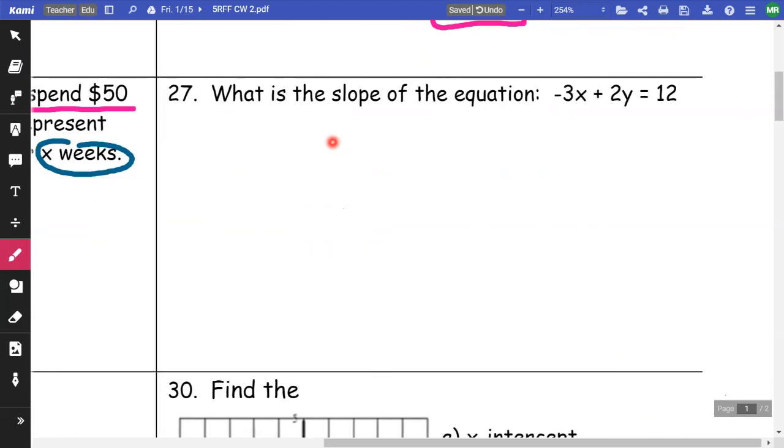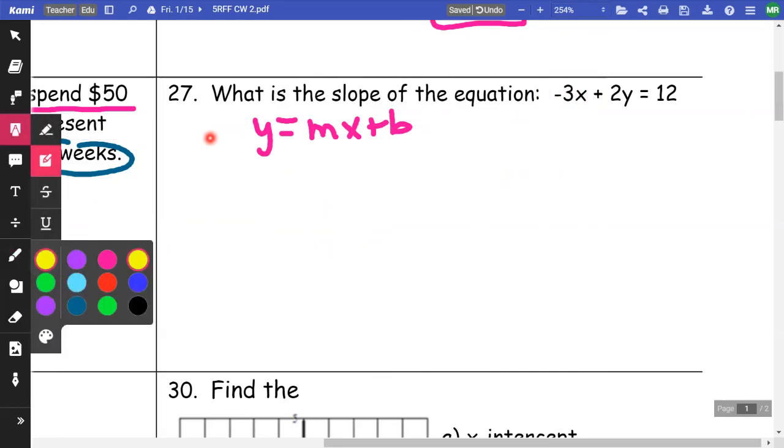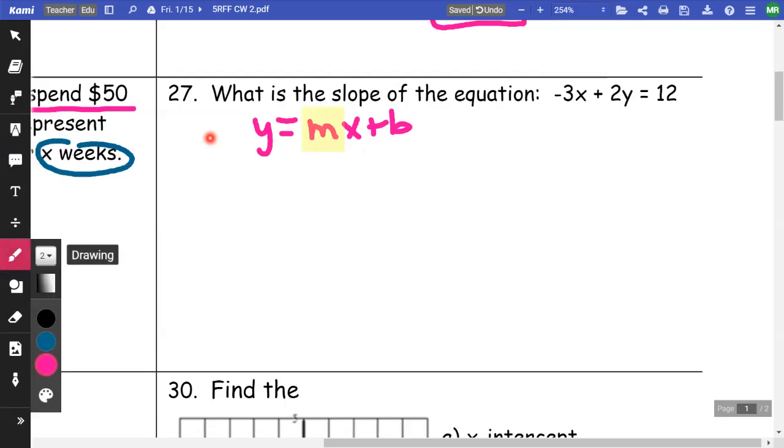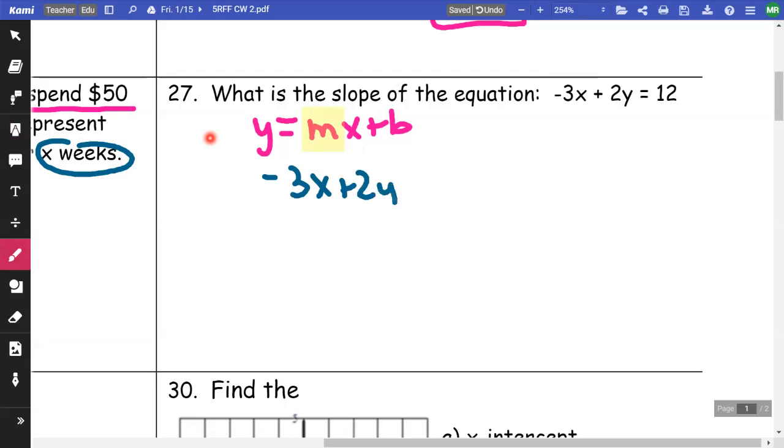On 27, we want to find the slope of this. It's really easy to come here and go, oh, it's probably this negative 3 because it's in front of the x, but you never do that when it's not in y equals form. So we need to get it into y equals mx plus b. That is when we will have our slope in front of our x. So I am going to be taking the equation negative 3x plus 2y equals 12, and I'm going to try to get my y by itself.